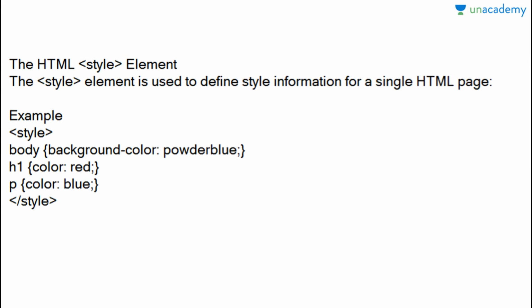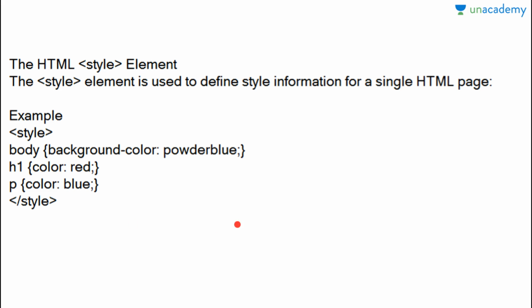The HTML style element. The style element is used to define the style information for a single HTML page. You have seen that using CSS properties, we can apply various styles over our document. So how do we use that? We can see this with a simple example. Style, then body. This means we are applying the background color to our whole body. So we write body, bracket start, background-color powder blue, ended with a semicolon, bracket close, h1 color red, semicolon, bracket close, p color blue, bracket close, style close.